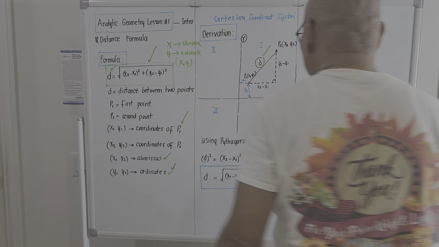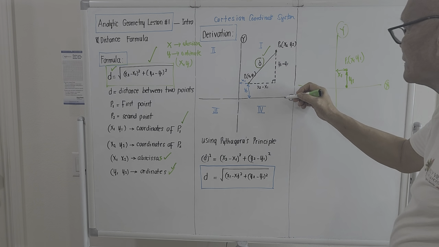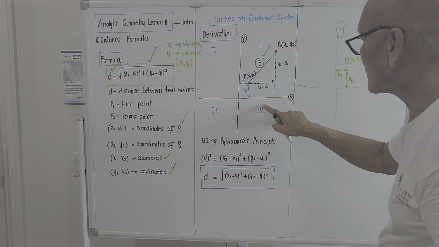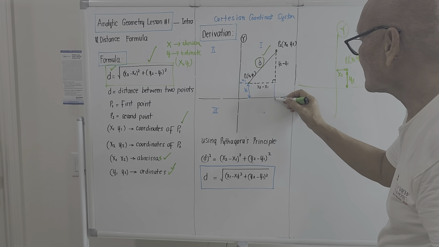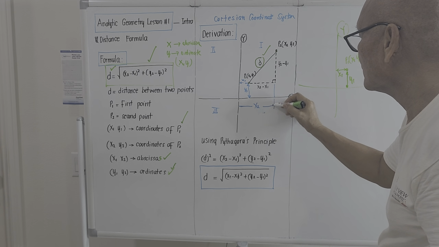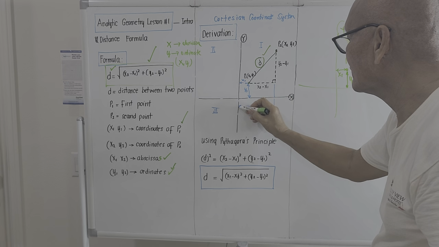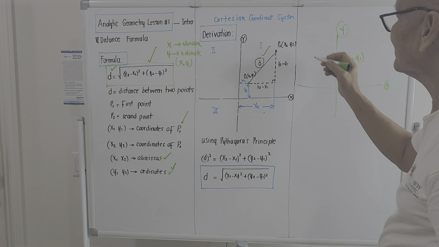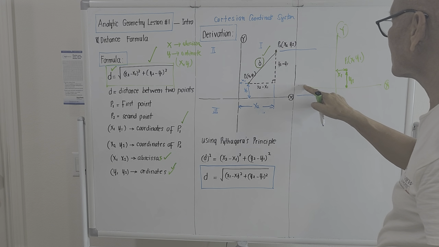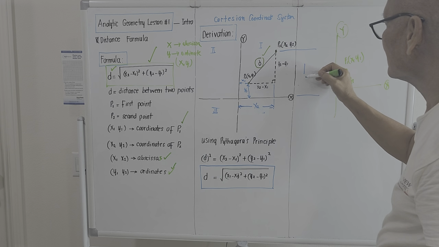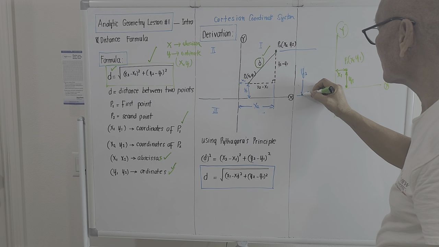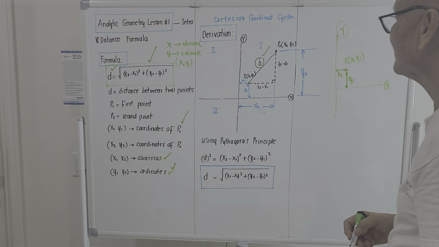How about point number 2? For point number 2, the abscissa will be this one. I will try to erase this one. The abscissa will be this one. This is x sub 2. Right? And the ordinate will be this one here. Okay? I will try to erase this one. So this is, sorry for that one. This should be y sub 2, and this is y sub 2. Okay?